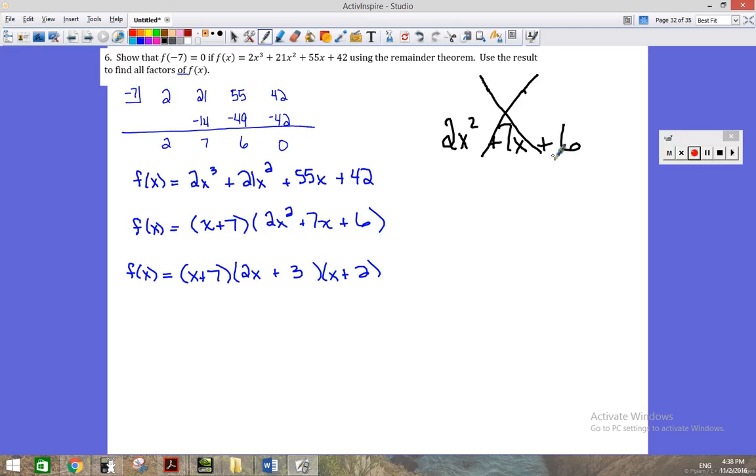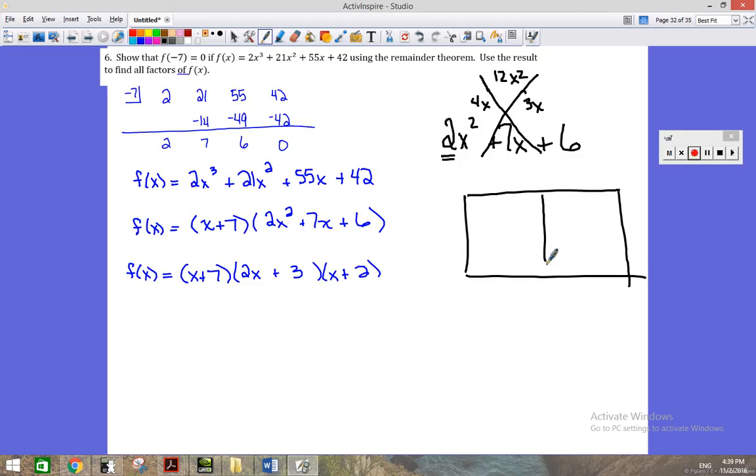So the first term times the last term is 12x squared. Two numbers that multiply together to give me the 12x squared but add to give me 7x are 4x and 3x. When this is different than 1, they suggest that you create a table, and in one diagonal of the table you write the first term and last term of the original expression that you're trying to factor. So it's always this first term and last term along one diagonal, and then along the other diagonal are the numbers that we found through trial and error in that X method.